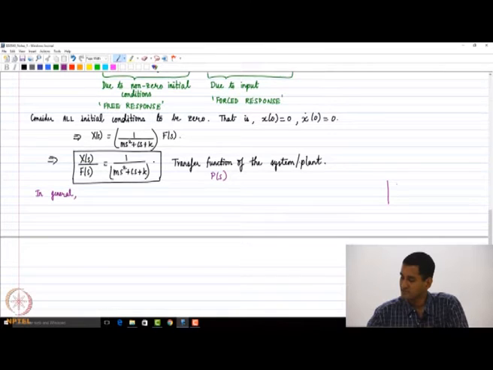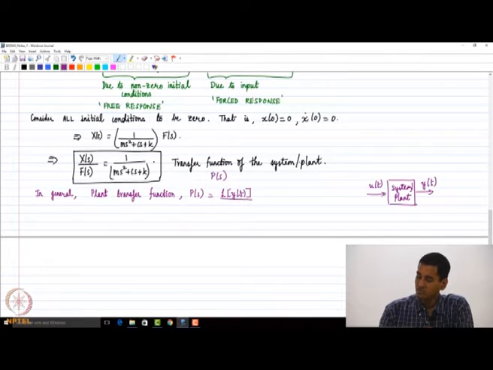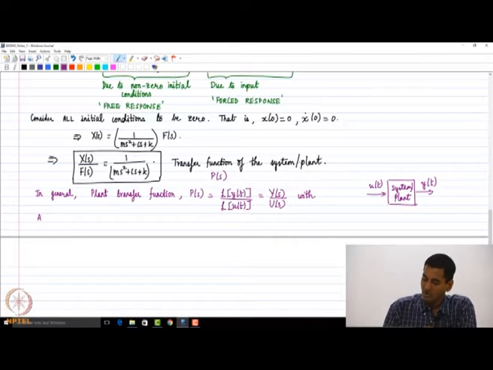So, in general, if we have the system or the plant to be an entity to which we provide an input u of t and we get an output y of t, the plant transfer function P of s is going to be equal to the Laplace of the output divided by the Laplace of the input variable, which we denote as capital Y of s divided by capital U of s, with all initial conditions being taken as 0.